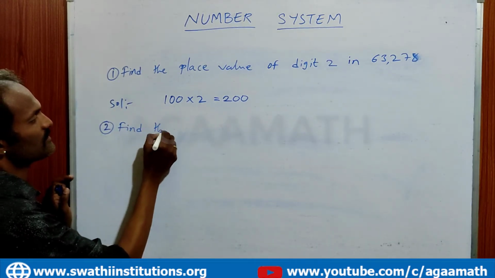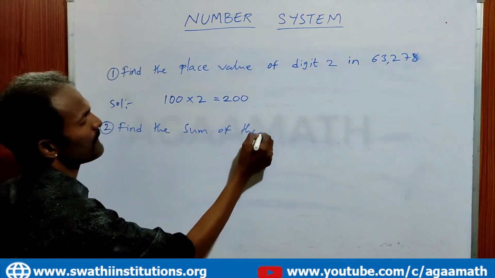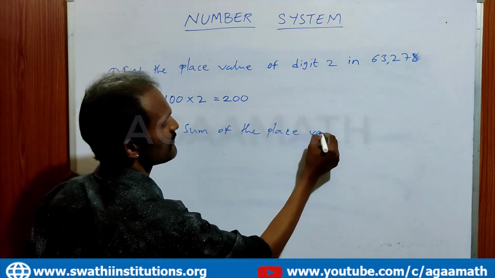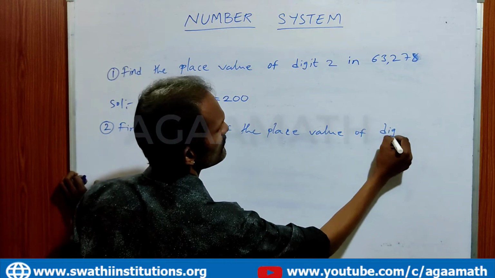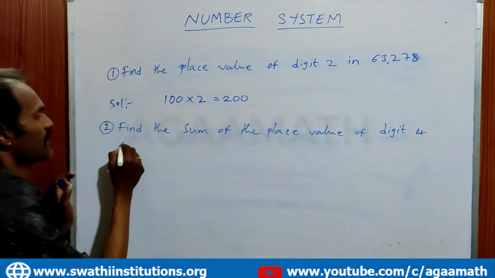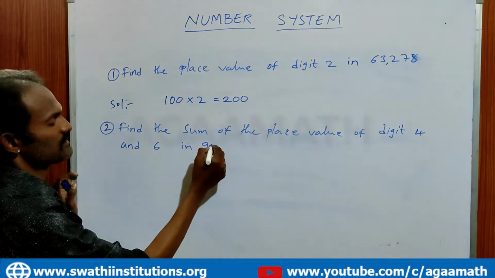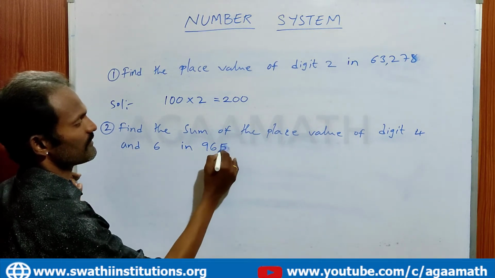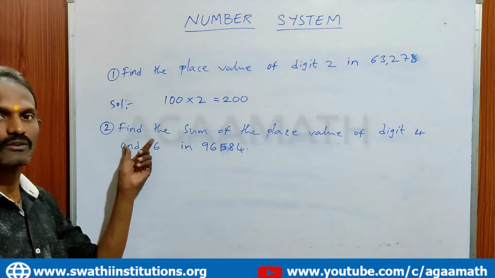Find the sum of the place value of digit 4 and 6 in 96,584. So let us read the question again.